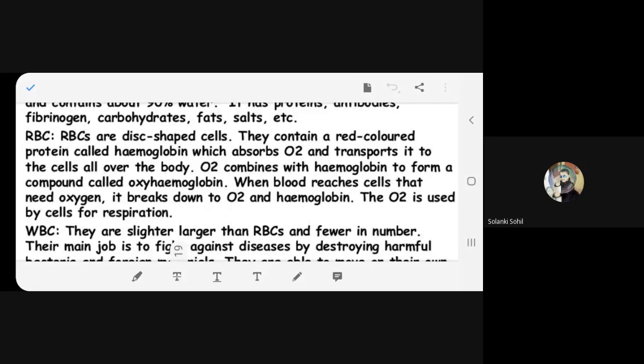They have a red colored protein known as hemoglobin, which has the capacity to stick to oxygen, and then it is transported all over the body. This oxygen combines with hemoglobin and forms oxyhemoglobin, until it reaches the cell, right? When this blood reaches the cell, it gives oxygen to it.